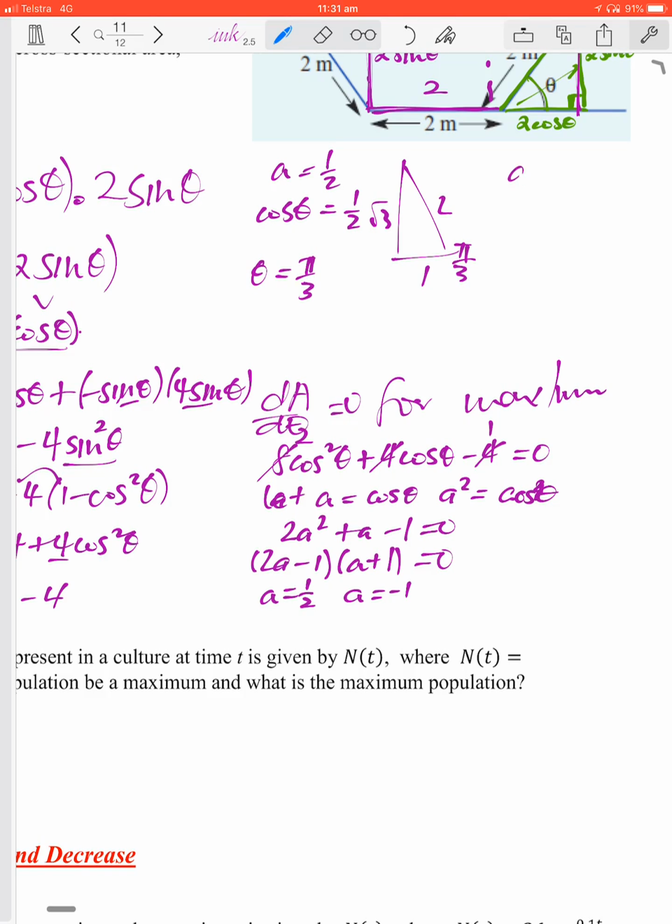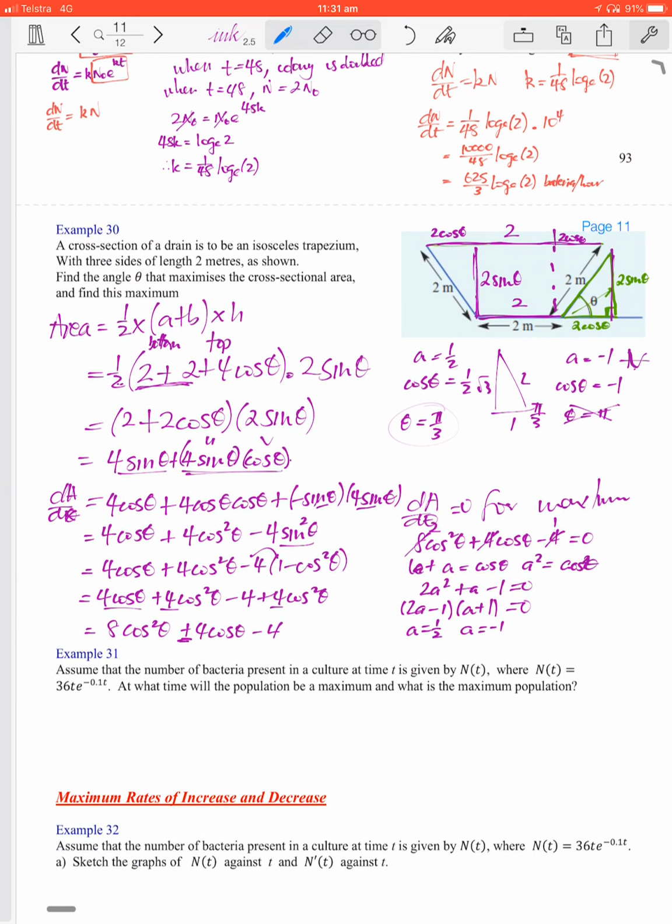Or if we've got a equals negative 1, cos θ is negative 1. So θ would equal, if you think about a cos graph, goes down and then back up, when does it equal negative 1? At π. This angle can't be π. It's got to be between 0 and 90, so it can't be that answer, so it's got to be π on 3. Okay, so if we want our area to be a maximum, θ equals π on 3, and it says to find the maximum.